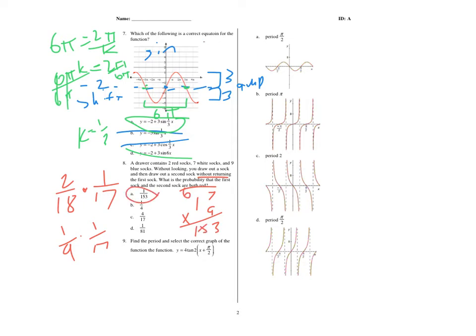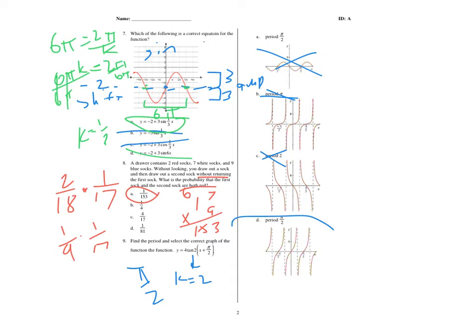All right, next up here, period and correct graph. For tan, we know that the period is pi over k, and we have a k value of 2, so our period is going to be pi over 2. So we already know we can cross off this one and this one. And we can cross off this graph because that's not a tan graph, that's a sine graph.